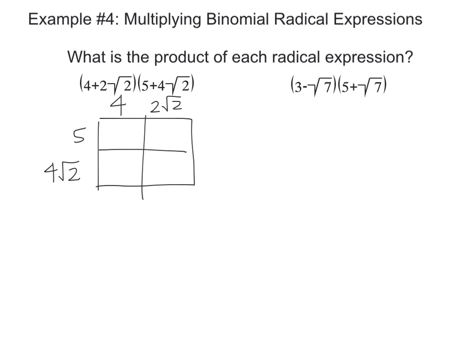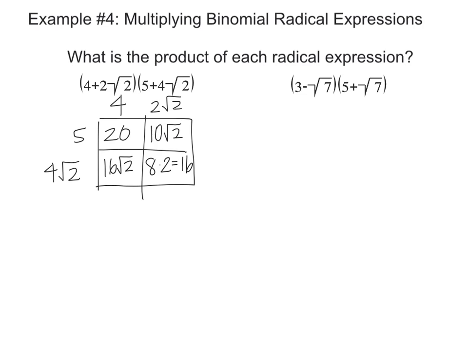Okay, 5 times 4 is pretty simple. That's going to be 20. Okay, 4 times 4 is what we're actually multiplying, right? Because you have to do like terms. So 4 times 4 is 16, and we're just going to attach the square root of 2. 5 times 2 is what we'll multiply next, and that will give me 10, and then I attach the square root of 2. And then finally, for the last box, we have 4 times 2, which is 8, but then the square root of 2 times the square root of 2 is actually 2. So 8 times 2 is really 16.